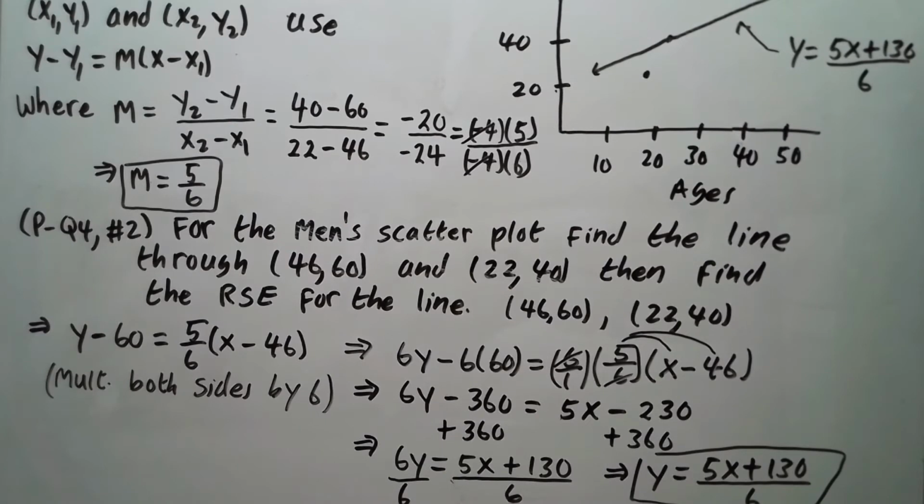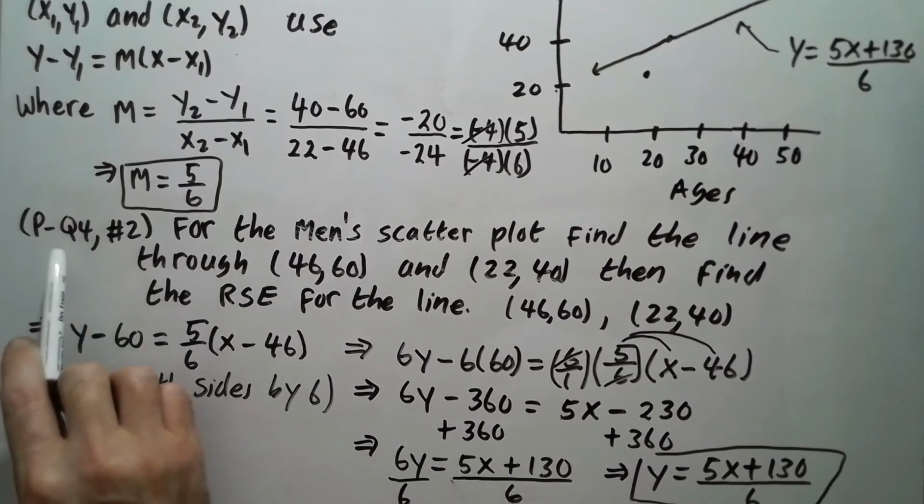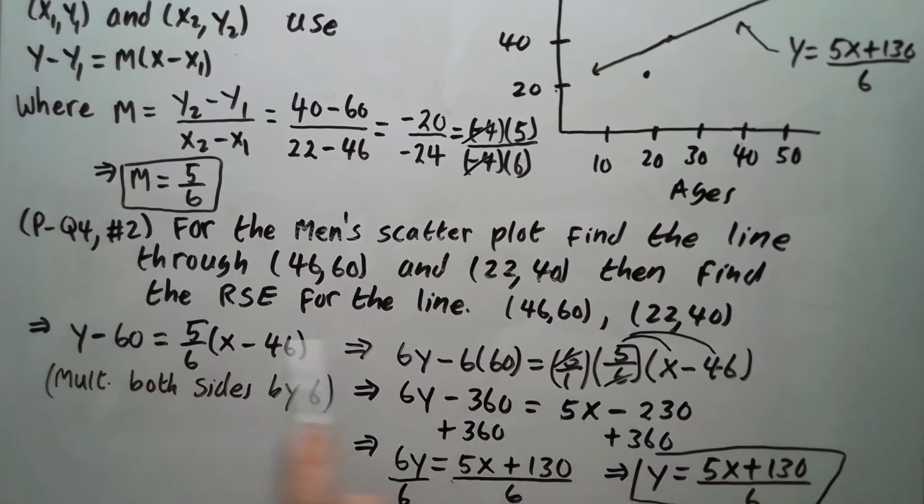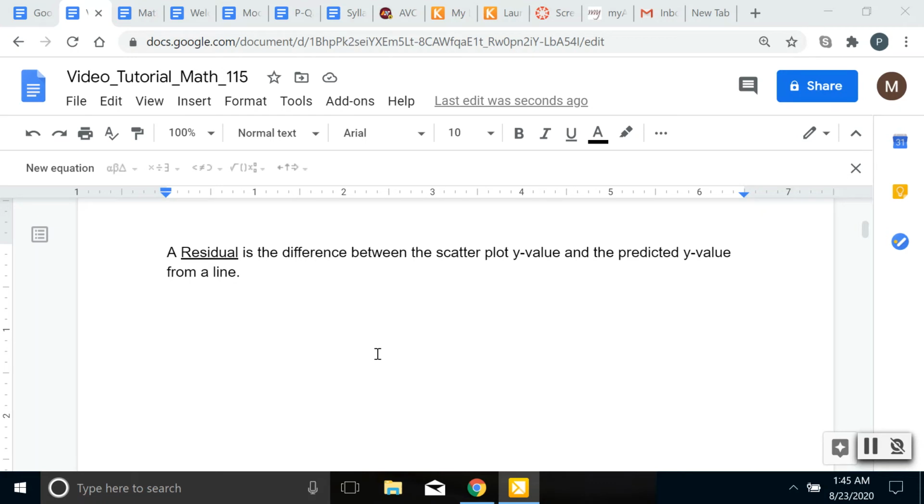Okay, so we've done the first part of question 2. The next part tells us to find the RSE. So that's the residual standard error. So let me talk about the definition of this. Before talking about the RSE, let's talk about a residual. A residual is the difference between the scatterplot y value and the predicted y value from a line.